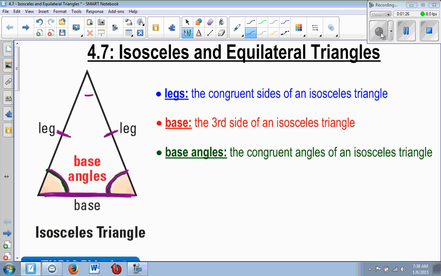The third angle up top is not labeled as anything, but you'll often hear it referred to as the vertex angle. So the base angles are the two congruent ones in an isosceles triangle. The legs are the two congruent ones in an isosceles triangle. The base of the triangle is the third side not congruent to the other two, and the vertex angle is the third angle not congruent to the other two.